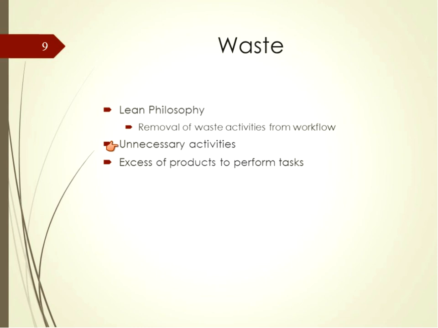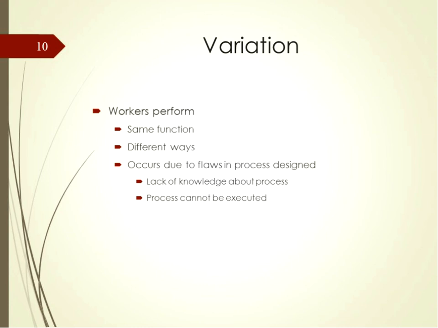Waste is classified as unnecessary activities or an excess of products to perform tasks. The 7 categories of the most widely recognized forms of waste are overproduction, pacing faster than necessary to support the process, waiting, transport, inappropriate processing or overprocessing, unnecessary inventory or excess stock, unnecessary motion such as bending, lifting, or moving, and defects or reproduction. The nature of the work situation for the nurse is one of frequent interruptions, causing workflow to be disrupted and increasing the chance of error.